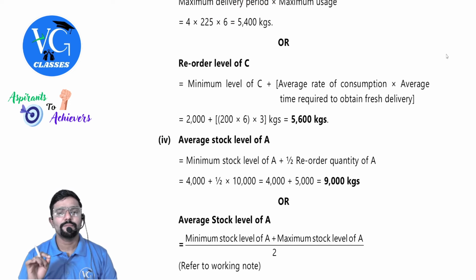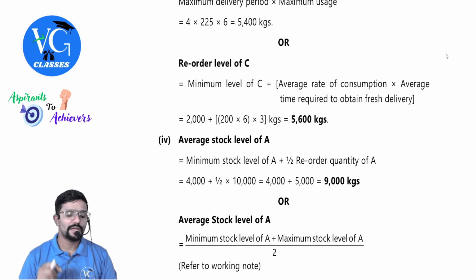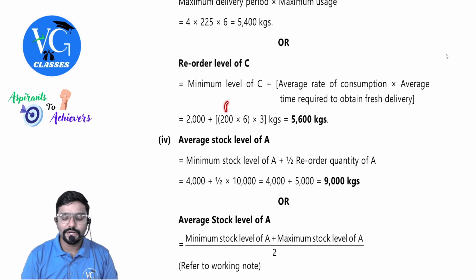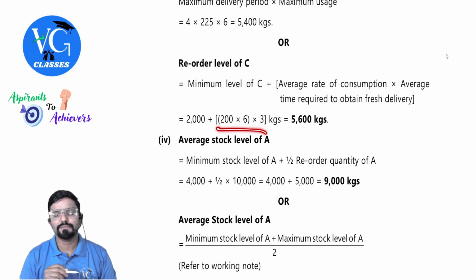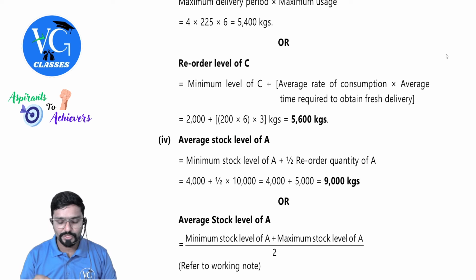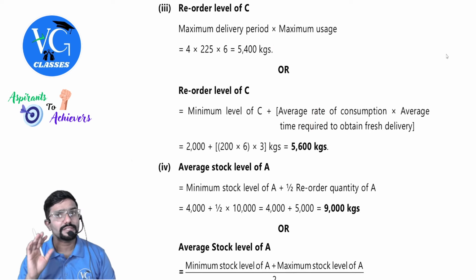Minimum level of C plus average consumption into average lead time, guys. Minimum level of C, 2,000, plus 200 into 6 into 3, guys. That is nothing but average consumption into average lead time for C. How much you will get? 5,600. Sir, it is not matching, sir. They both are not equal. Yes, it will not be equal.